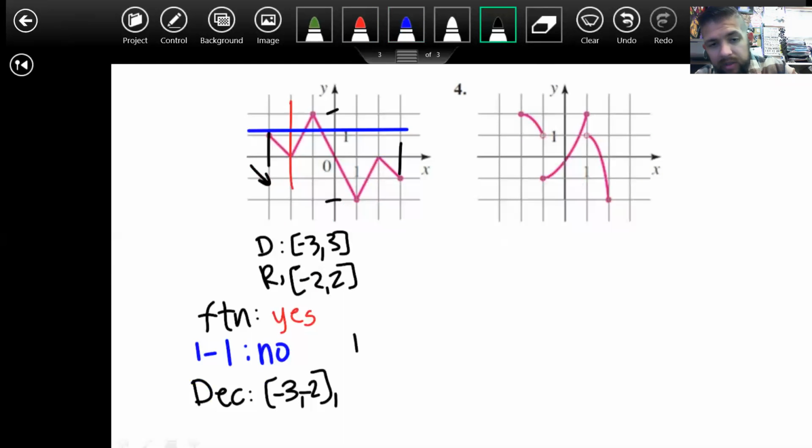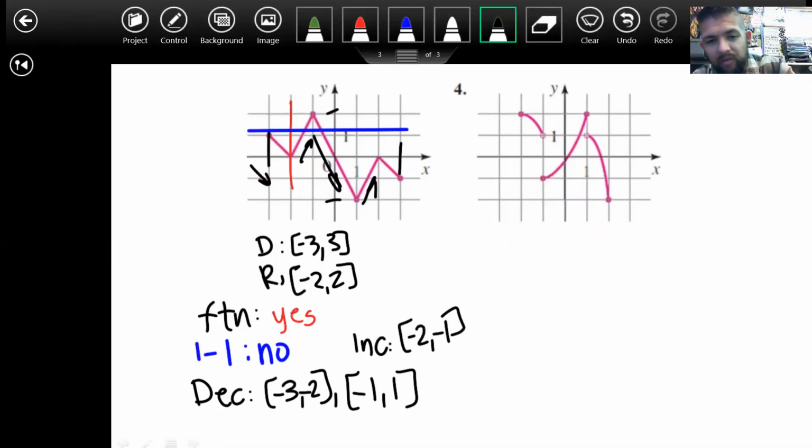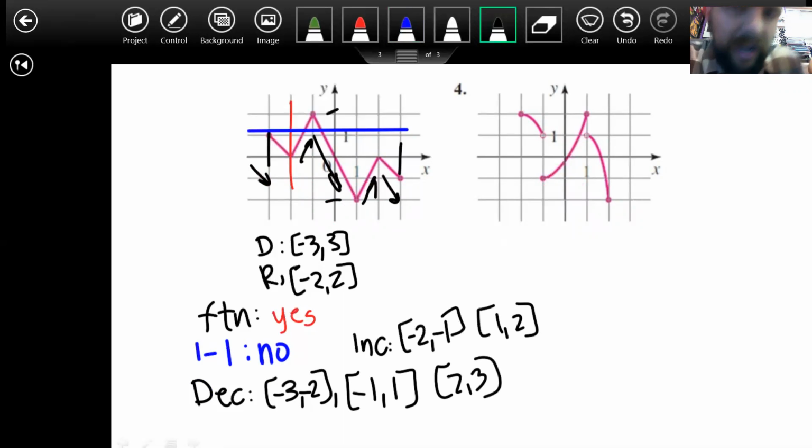Then we're going to increase, so I'll write it right up above it. Increase, we're going to go back up from here from -2 to -1. And then we're decreasing again, and that's going to go back down to my -1 to 1. And then we're going to increase again right here from 1 to 2, and then decrease our last time down here, which is from 2 to 3.